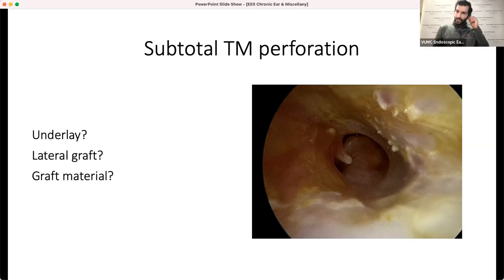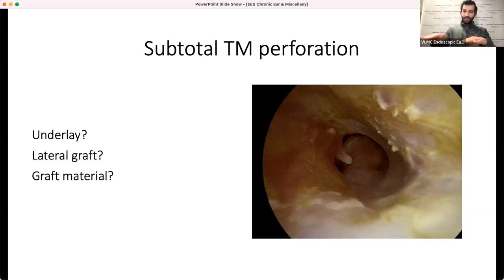Yeah, that's a good point. I think regardless of what technique you are using for a perforation that extends this far anterior, and this is true whether you're using an underlay or a lateral graft technique, the most important point is that adequate packing at that anterior portion of the drum is critical. In every case like this, the first thing I pack is the eustachian tube. I want to fill up that eustachian tube orifice and then sequentially pack from anterior to posterior.